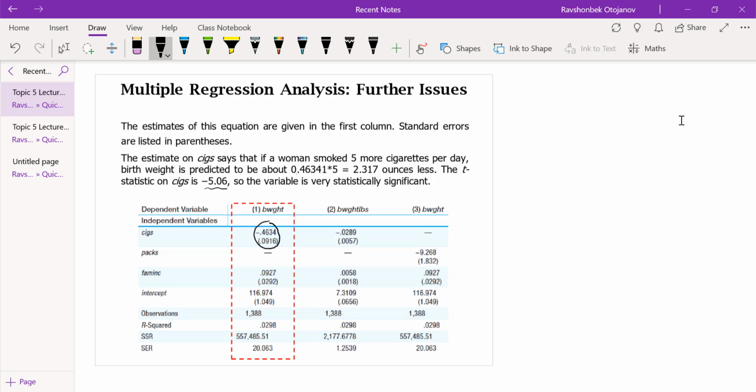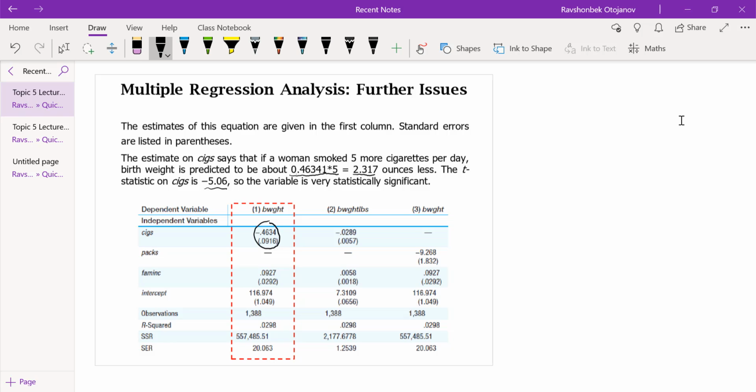To give you an idea about the effect here, or practical importance, if a woman smokes 5 cigarettes per day, the birth weight is predicted to be 2.3 ounces less for a child. So this is practically a significant effect. In fact, imagine this person smokes 1 pack a day or 1.5 packs a day, this results in a huge reduction in the weight of a child at birth.